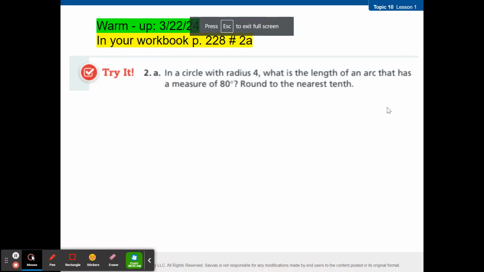Okay, so again, we're on page 228, complete 2A. This is information from yesterday.